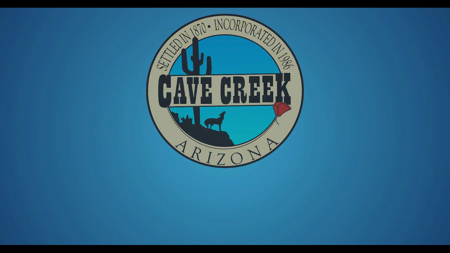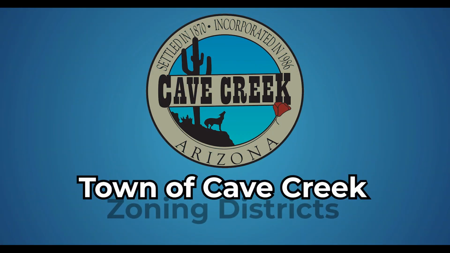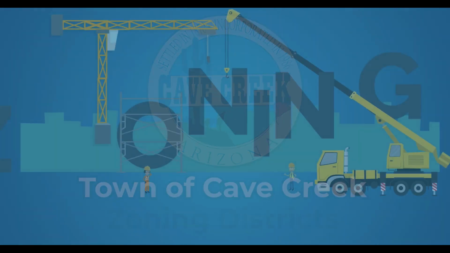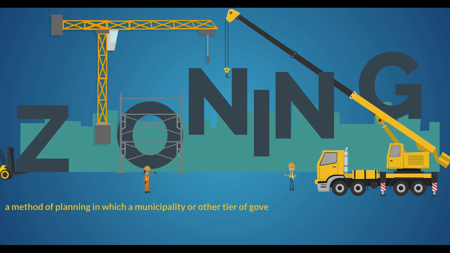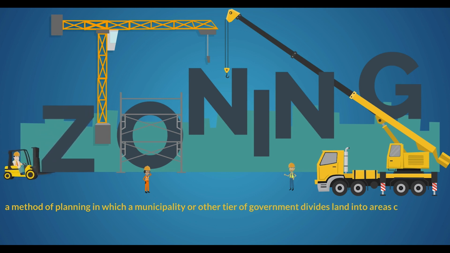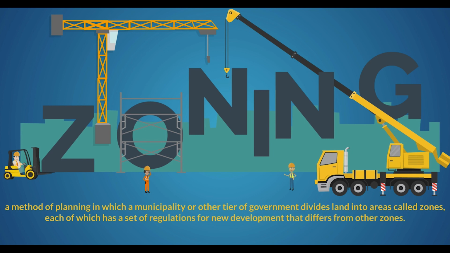In this video, we'll examine the town of Cave Creek's zoning districts. Zoning is a method of planning in which a municipality or other tier of government divides land into areas called zones, each of which has a set of regulations for new development that differs from other zones. These guidelines are set to guide growth and development.